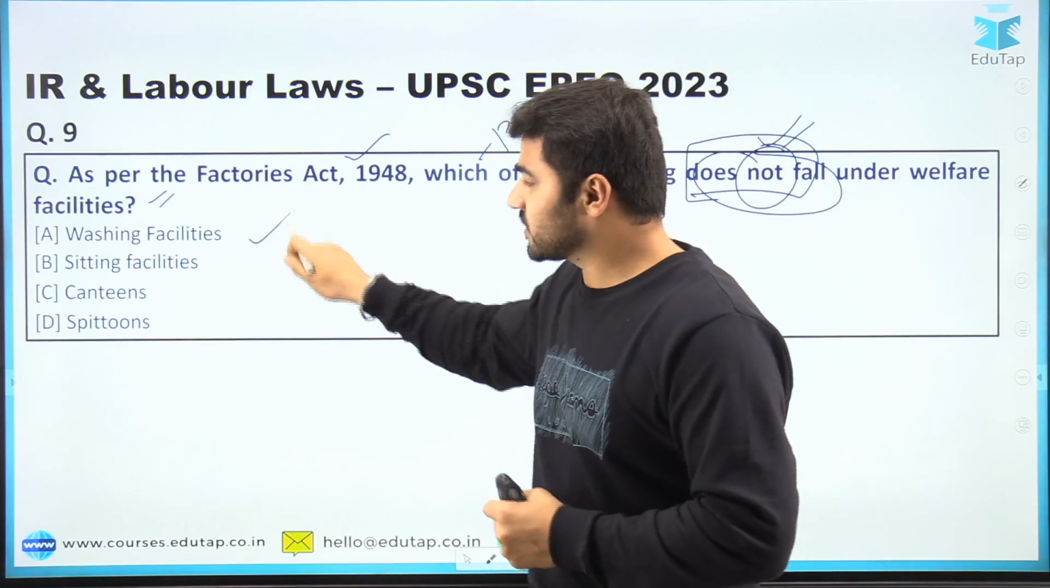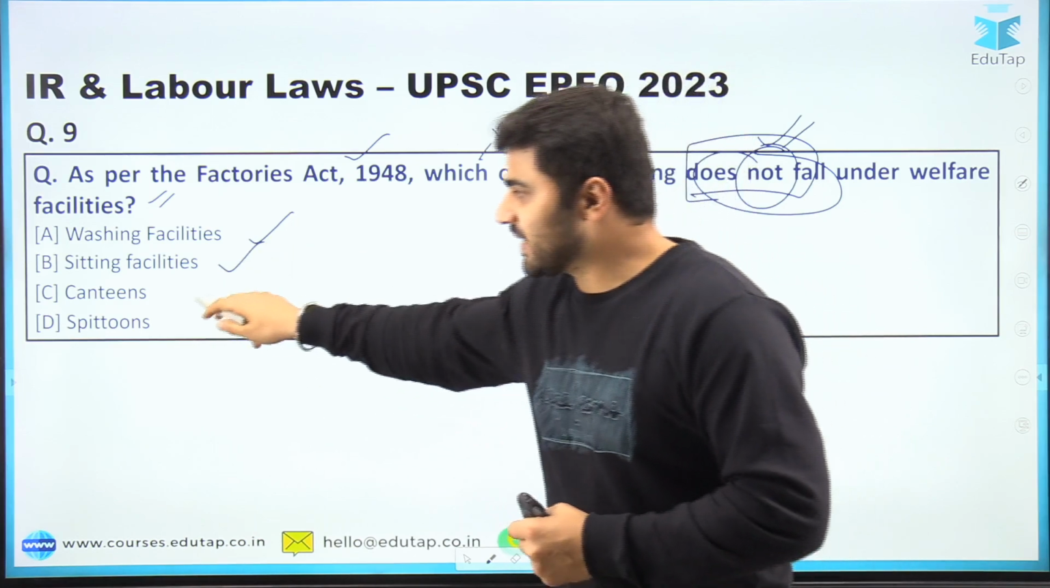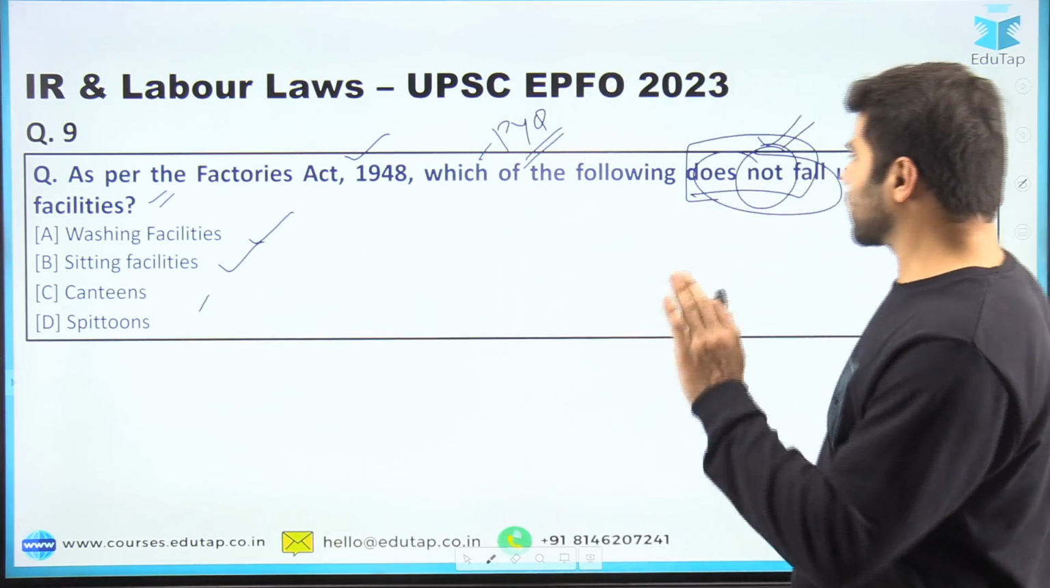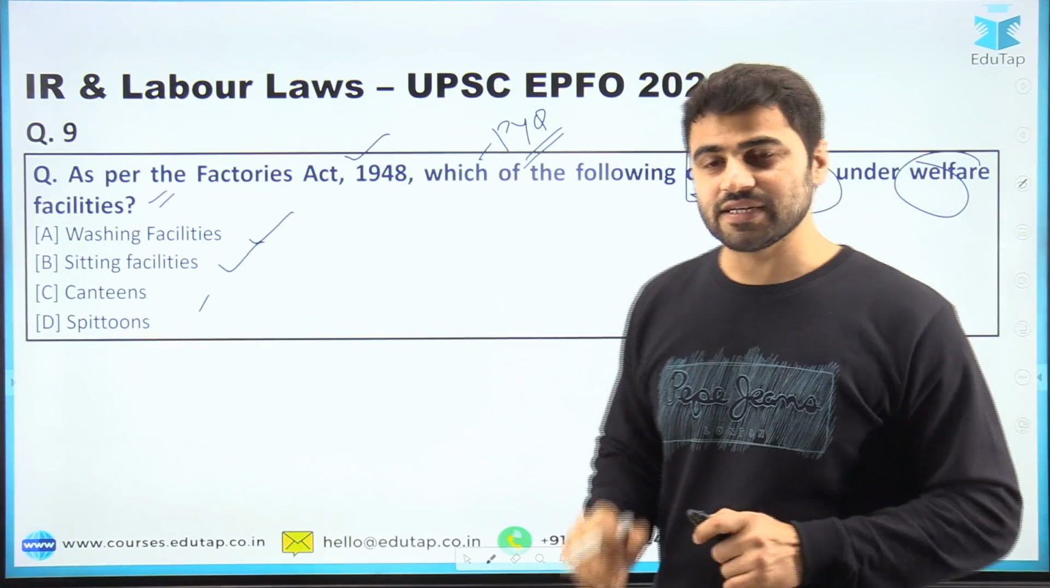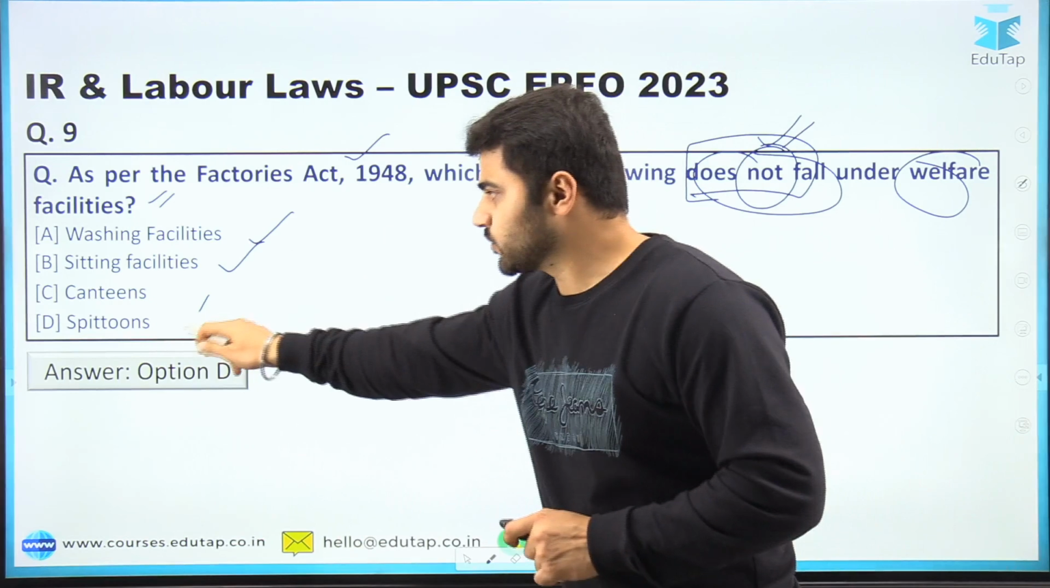So your options are washing facilities, sitting facilities, canteens, or spittoons. We are talking about welfare facilities. Which of the following is not a part of welfare facilities, right? So the right answer is option number D, spittoons.